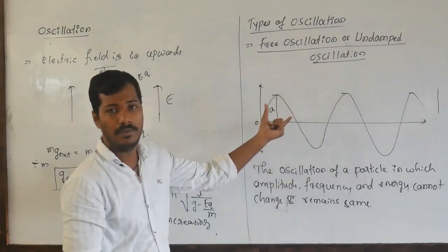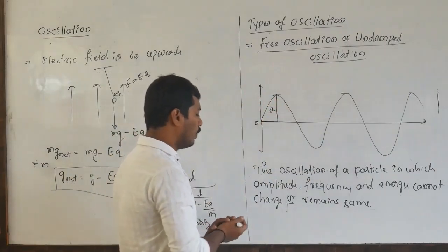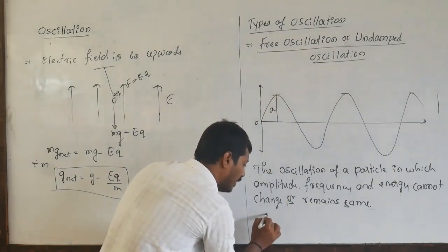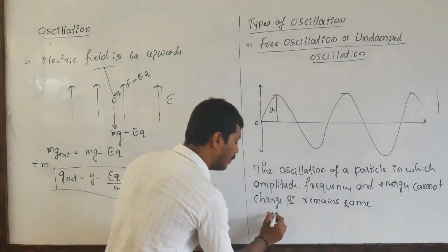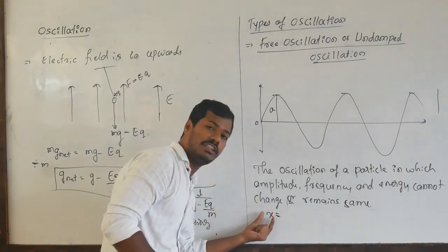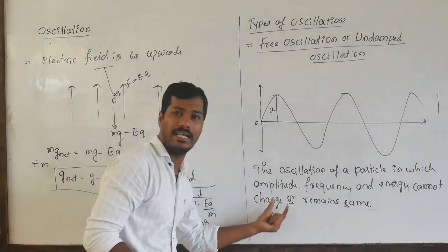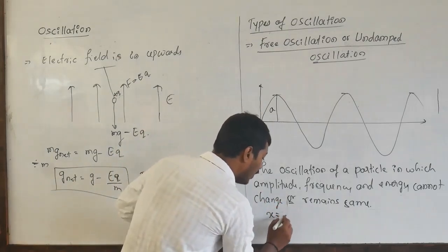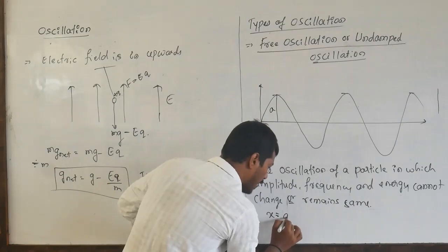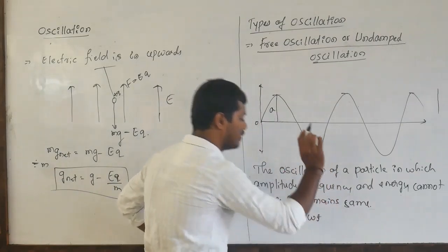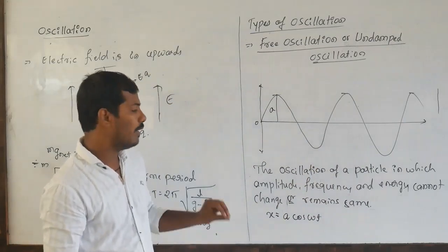If the amplitude of the particle moving in undamped oscillation is considered as A, then what is the equation of this undamped oscillation? Its displacement equation along the x-axis, I take here only x, becomes x equals A, the amplitude, into cos of omega t.